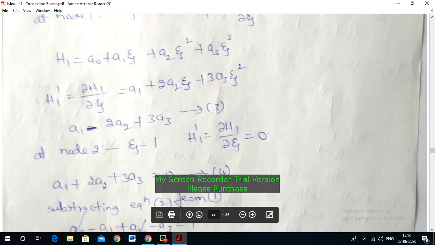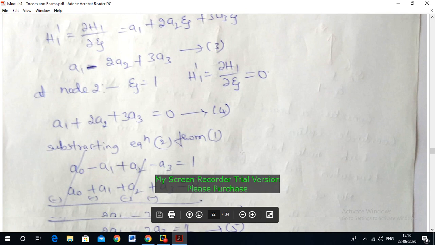Therefore, differentiating this h1 with respect to zeta, at node 2 a1 plus 2a2 zeta, it will become 2a2. Now in this equation, a1 plus 2a2 plus 3a3 in the del h by del zeta equation, substitute zeta is equal to 1 and h1 is equal to 0, and after simplification I will get a1 plus 2a2 plus 3a3 is equal to 0. That is equation number 4.